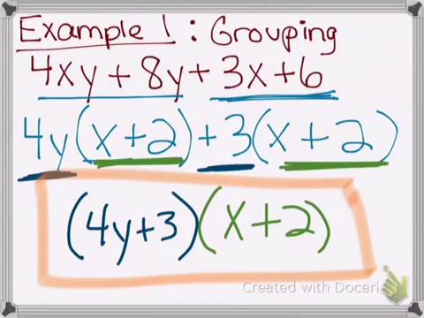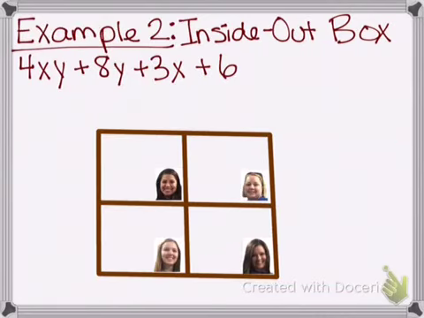And so that is our answer. Now we're going to do this same problem again, but we're going to use the inside-out box method. I actually like that one better. So here's the inside-out box. And I have made a box just like we did on our multiplication. And I am going to put one of the terms in each of the boxes. So 4xy, we have 8y, we have 3x, and we have 6. So you can see each of your teachers' faces in there.